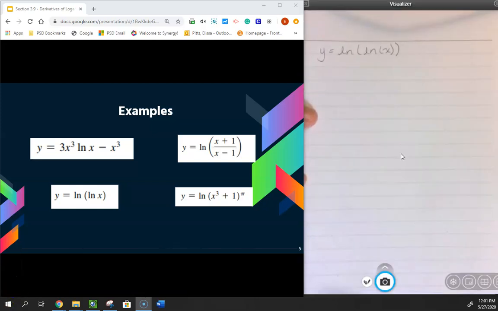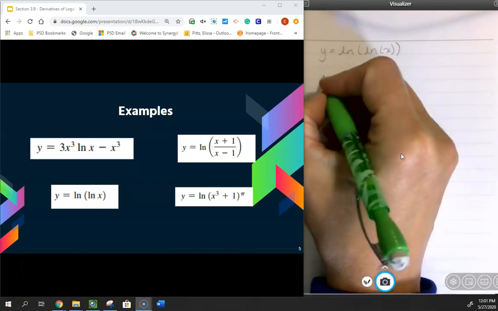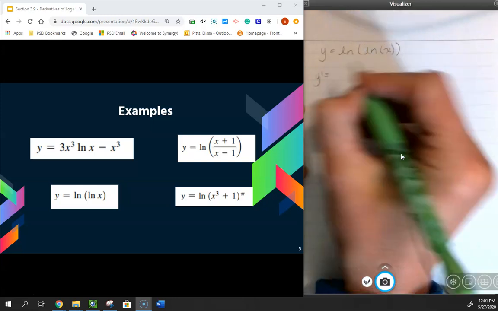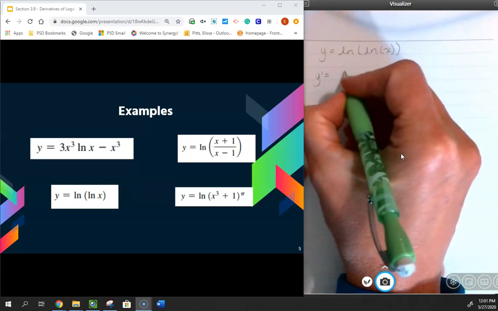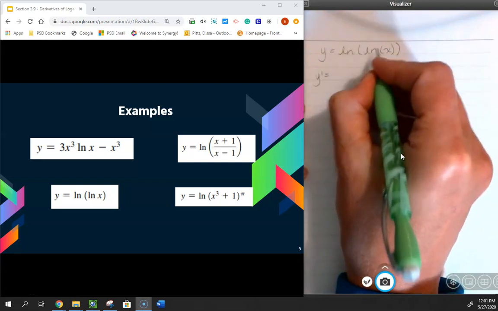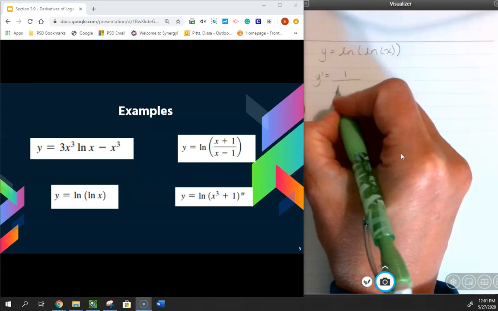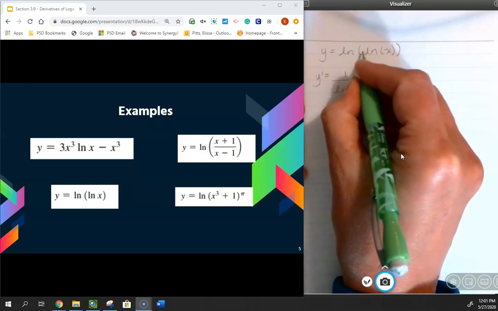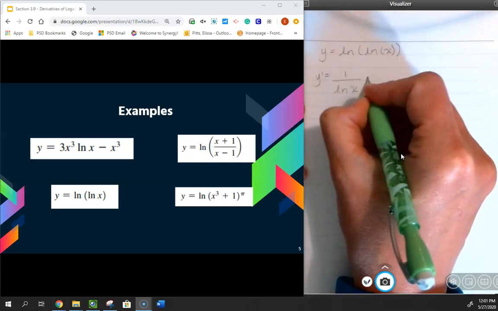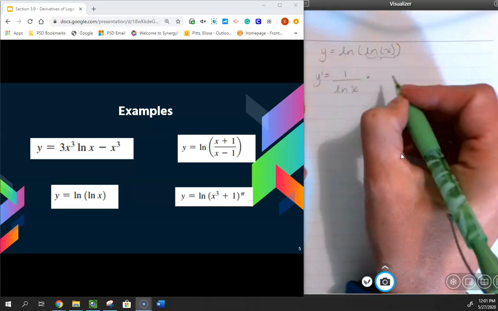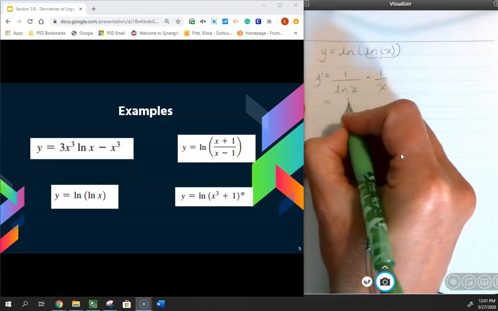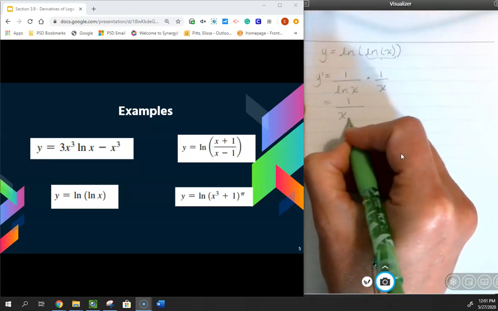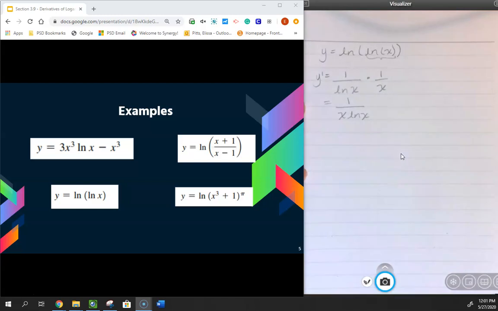y equals the natural log of the natural log of x. This one we're going to use the chain rule. Start with the natural log of the natural log of x. So when I take the natural log of anything, I get 1 over that anything. So I'm going to get 1 over the natural log of x, and now I need to multiply times the derivative of the natural log of x, which is just 1 over x. So we could write this as 1 over x natural log of x.